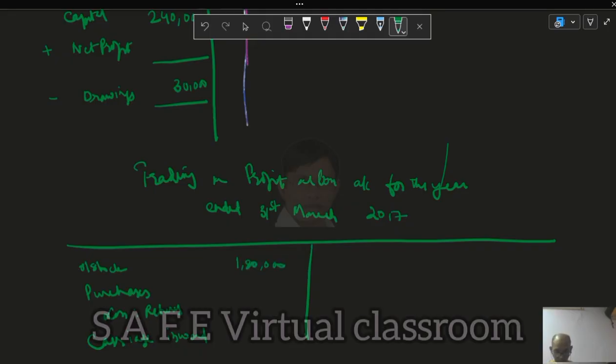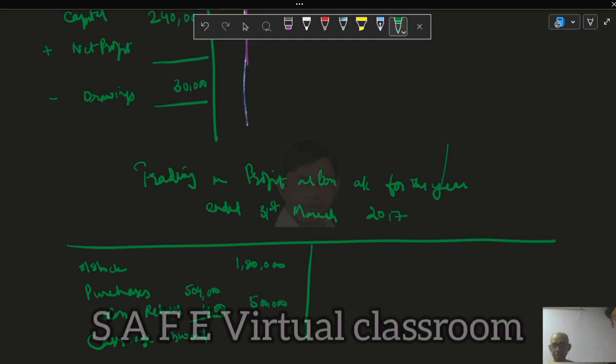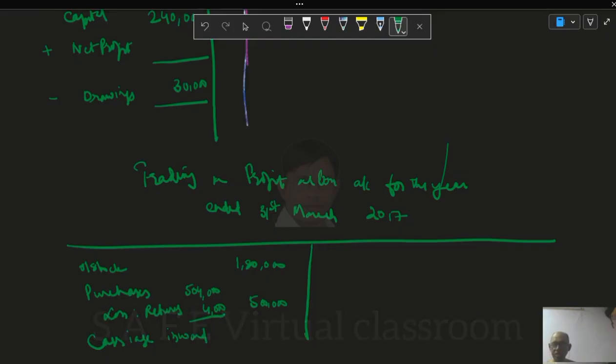What is purchases? Purchases 5 lakh 4,000, debit. So you have to show it like this. See, 5 lakh 4,000 minus 4,000. Returns is 4,000. So the net amount is 5 lakh. You have to write 5 lakh here. Then the closing stock adjustment they've given, the same line you see down.